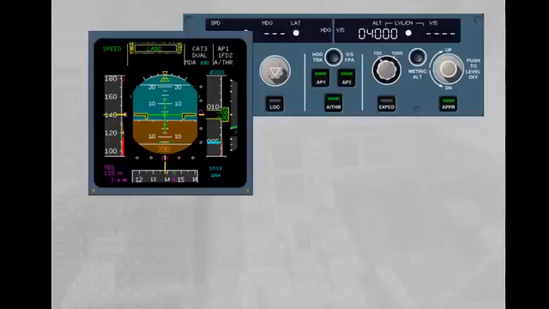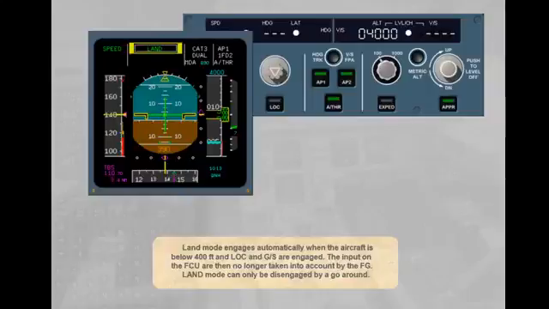Land mode engages automatically when the aircraft is below 400 feet and lock and glide slope are engaged. The inputs on the FCU are then no longer taken into account by the FG. Land mode can only be disengaged by a go-around.